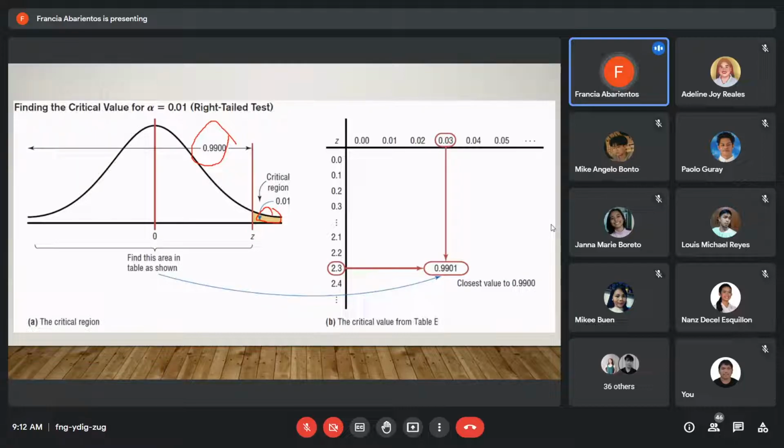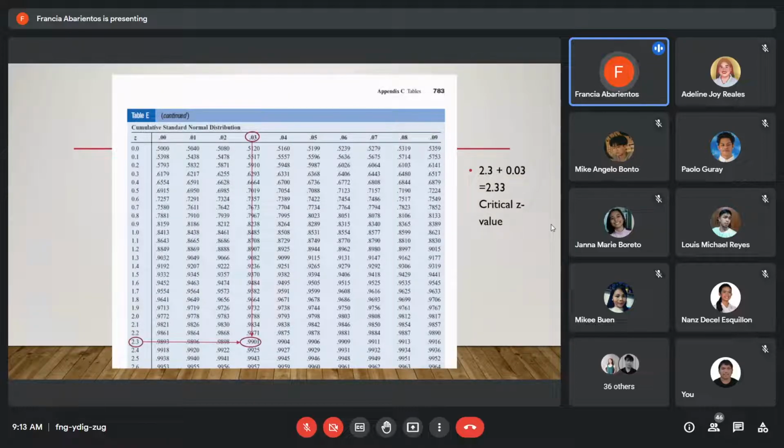From that, we will have now the critical values from table E. You have the closest to 0.99, which is 0.9901. So, paano natin yan nakuha? With that, the table E, ito class, Appendix C, the cumulative standard normal distribution. Ito siya class, the 0.9901. So, i-add nyo lang yung critical value natin, 2.3 plus 0.03, we have 2.33. So, that is now your critical Z value.